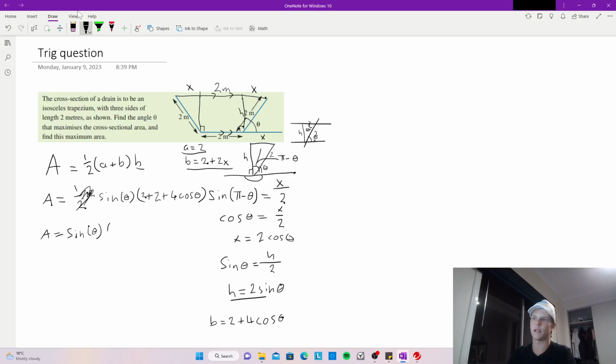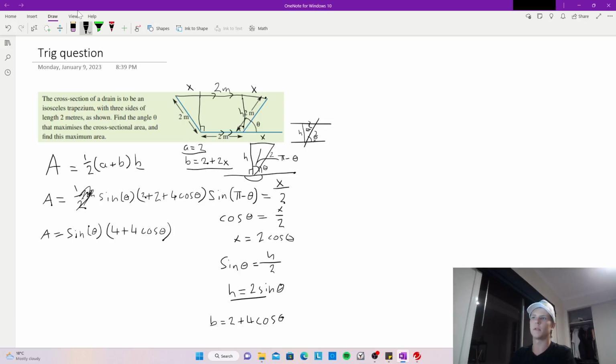And then this bracket here can be simplified to 4 plus 4 cos theta. And that's pretty much as far as we want to go for now. It probably could expand it, but I'm not sure where that's going to get us though. So I'm just going to stick with the way I did it originally. I don't actually have any working out in front of me, so I'm really hoping that this goes alright.